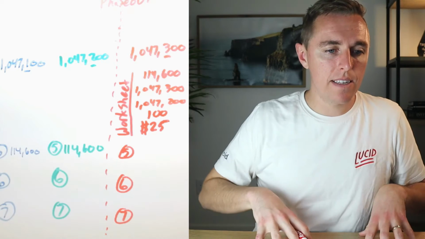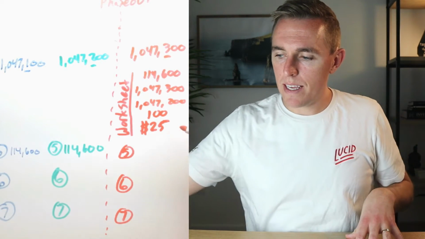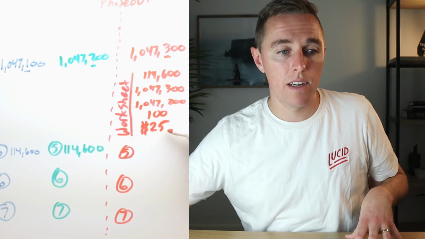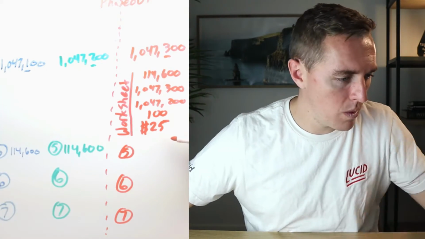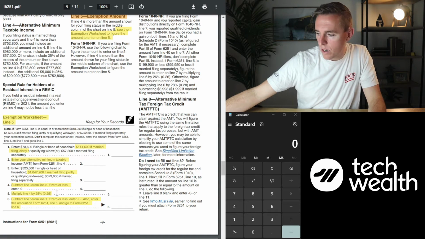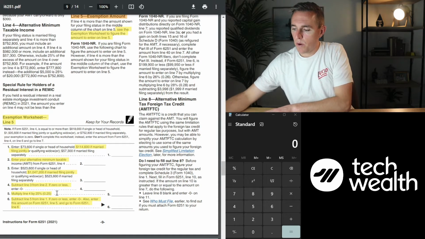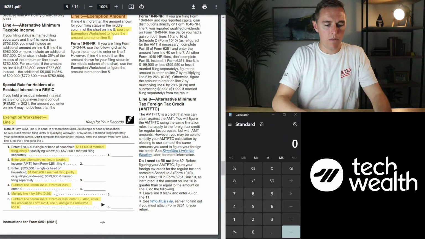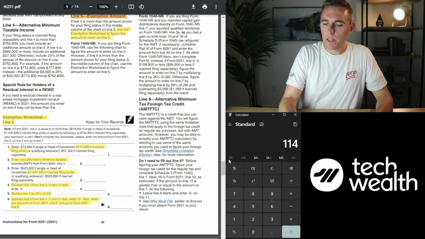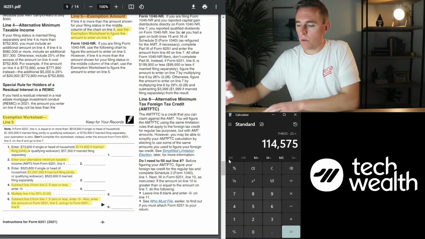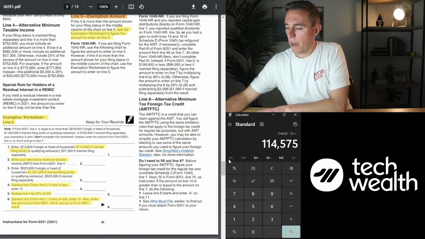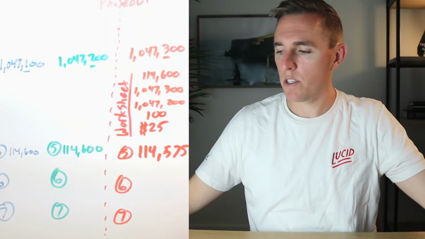Then it says subtract line 5 from line 1. So we're going to take line 5, which is this $25, and we're going to subtract it from line 1. Okay, so we are going to put this right here. Let me just pull up the calculator. Don't want to be doing math and mess it up. So 114,600 minus $25 equals this number, 114,575 is the number that I've just put down.